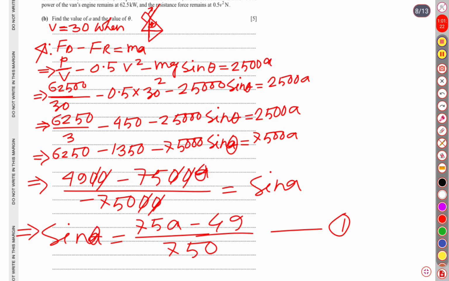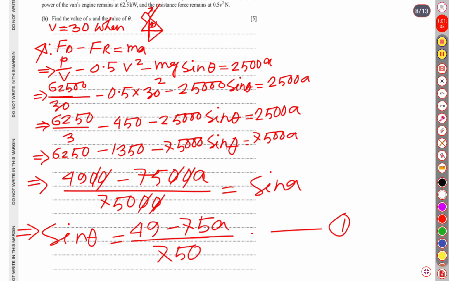Sorry, we made a disorder to the symbols. This symbol should not be negative. Okay, this is positive, so simply it will remain as it is. That means sin theta is equal to 49 minus 75a over 750. Well, as we have resolved the forces horizontally, now we look at the forces when the velocity was 30.